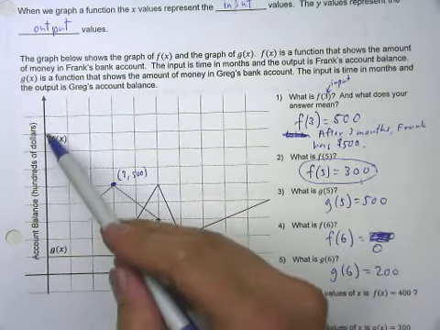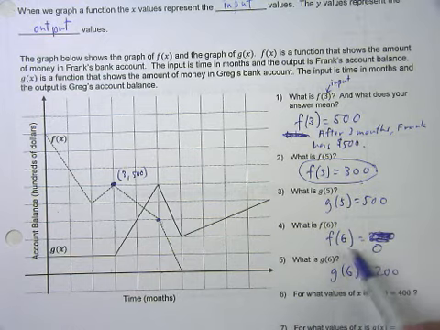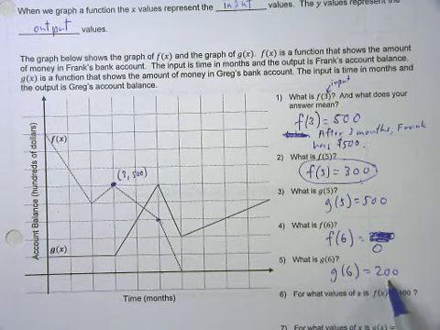Okay, so the f function, f of x, is this one. And after 6 months, 1, 2, 3, 4, 5, 6, it goes down to 0. So this is showing us that at 6 months, Frank's bank account is down to 0. For Greg, his function goes like this. At 6 months, he has $200. So the input of 6, output of 200.